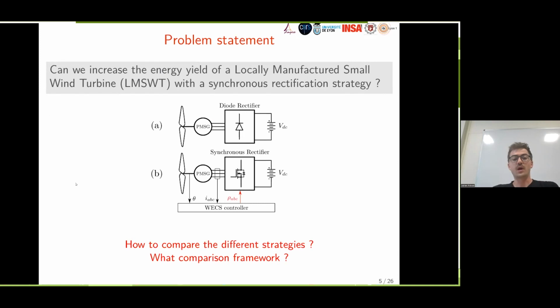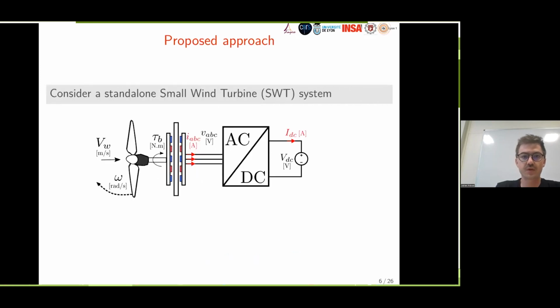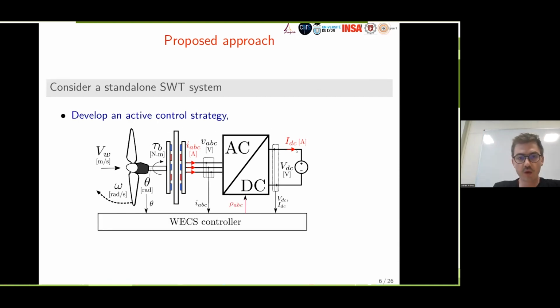So how to compare the different strategies? What comparison framework to implement? We'll see that during the presentation. So let's consider the small wind turbine system. We see the blades, the axial flux permanent magnet generator, the currents, the rectifier, and the DC load. We have developed active control strategies.